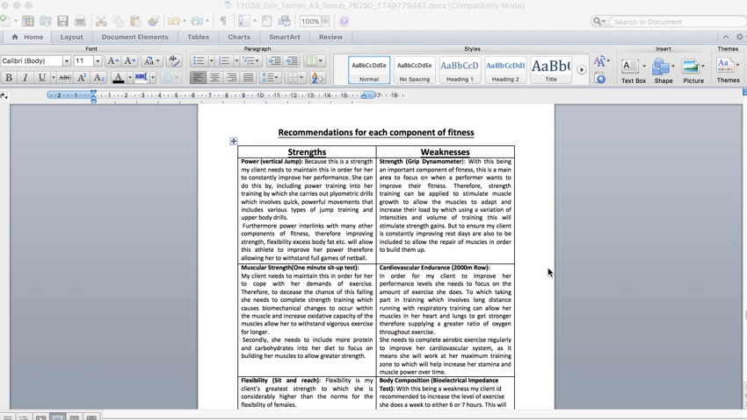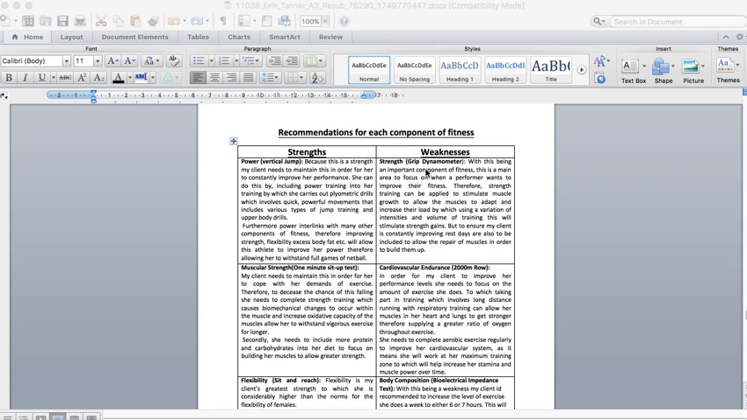Okay, so it's about making recommendations on each of the fitness tests, the data you've got collected. So you've got some strengths. So power is a strength. Why is it a strength? But also, how can you help maintain that strength and potentially develop that strength? That's what you need to talk about here.